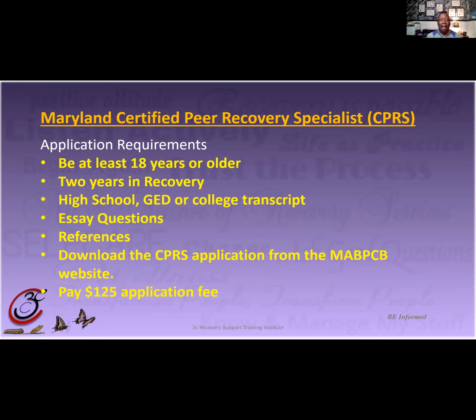So, other application requirements. Individuals who are looking to become certified in Maryland have to be at least 18 years or older, have 2 years in recovery. They must have a high school diploma, GED, or their college transcript. I often tell individuals, sometimes getting your transcripts and getting things from the school might take some time. So start it now. You don't need to wait until, oh, did I take all my classes? You might want to get that process started now, just in case it's delayed.